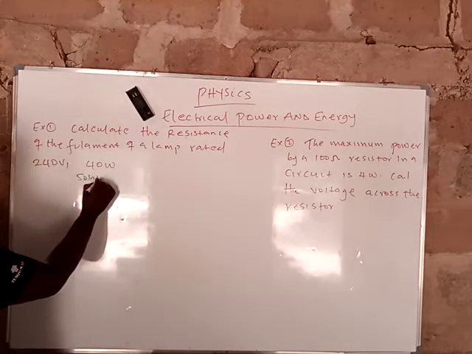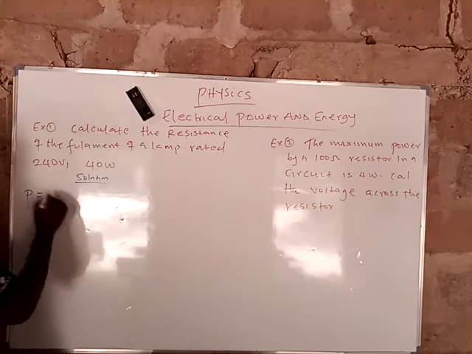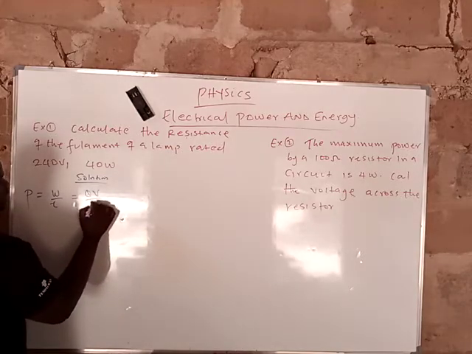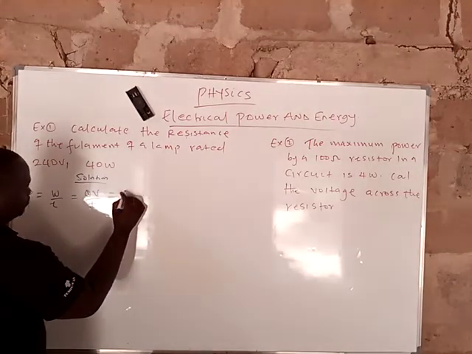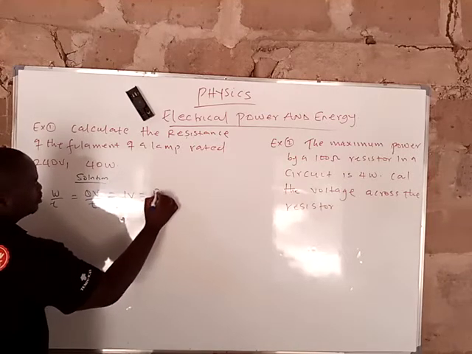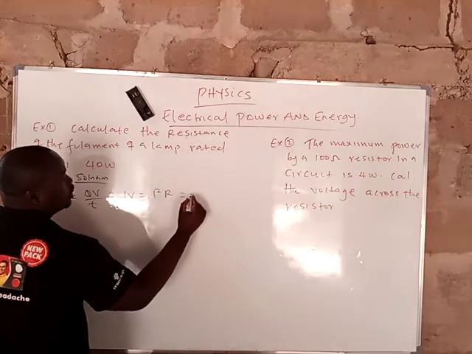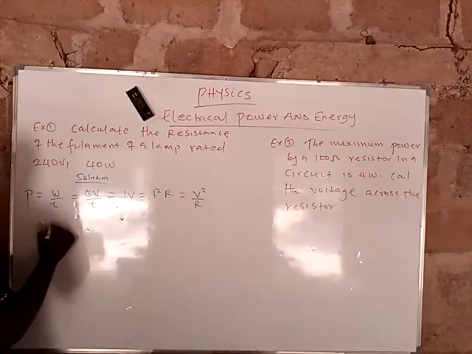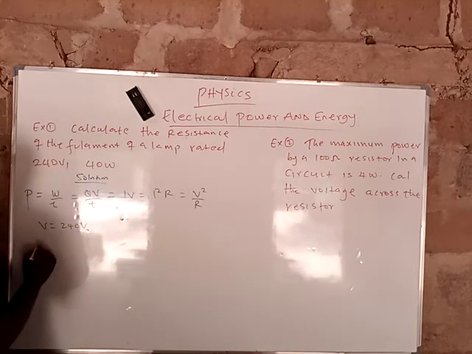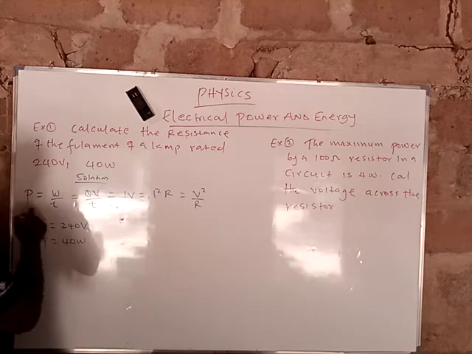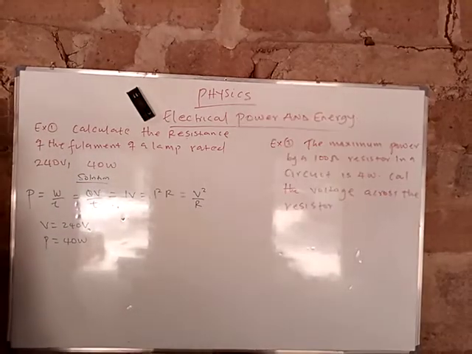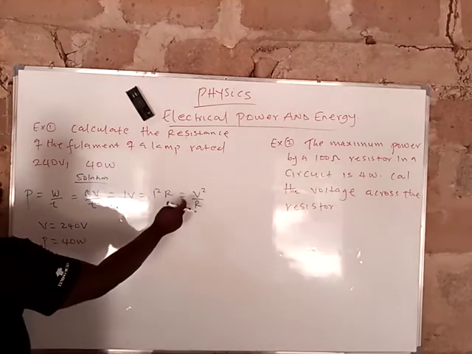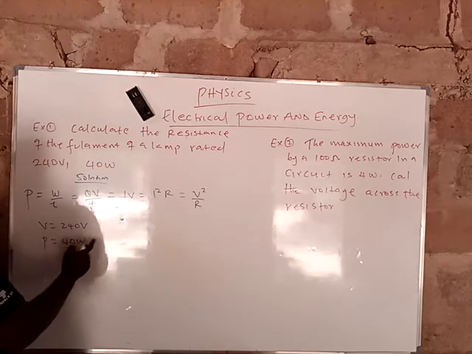From the formula I proved, you already know that power is electrical energy all over time. It's also equal to QV all over time. It's also equal to IV. It's also equal to I square R. It's also equal to V square all over R. Now, you have voltage, which is 240 volts, and then you have power, which is 40 watts. In this formula, which one do you think is going to work out? Yes, of course. They want us to calculate the resistance, so it's going to have to be this, because we have two knowns and one unknown.